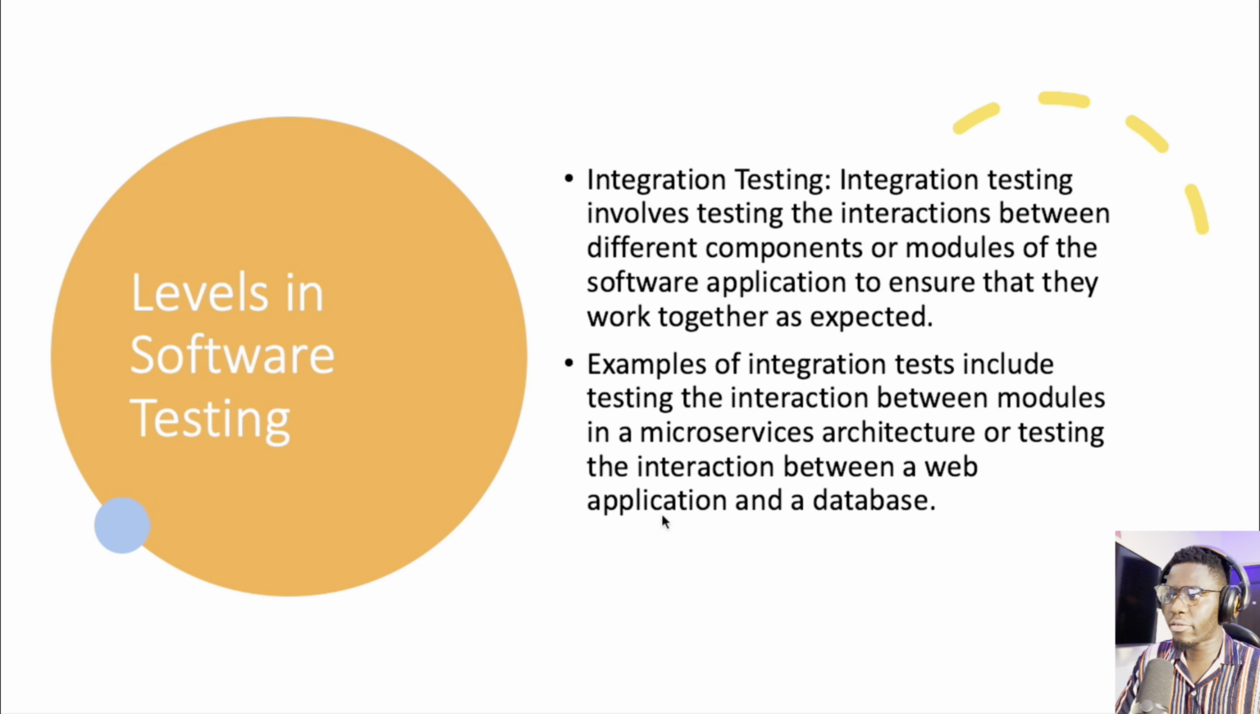So let's talk about integration testing. In integration testing, what we do is test the interaction between basic components or modules of a software application to see if they are coupled and working together as expected. An example could be testing to see if a website, for instance, communicates properly with its database. You could check for concurrency and a lot of stuff.